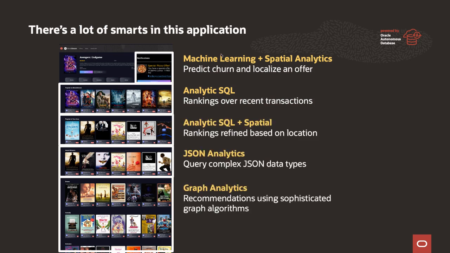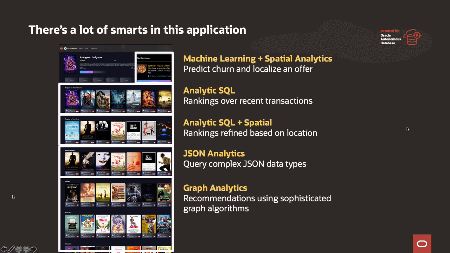Machine learning and spatial has been used to predict customer churn and then make a localized offer to keep those customers happy. Now, Analytics SQL is used to find out what's hot on MovieStream right now. And then that Analytics SQL is combined with spatial to rank movies that are hot in my location, so near me.